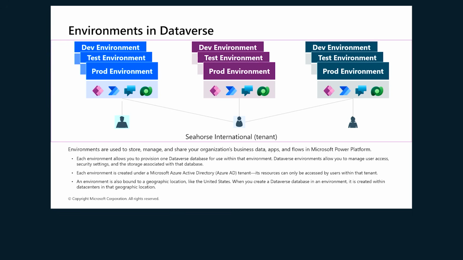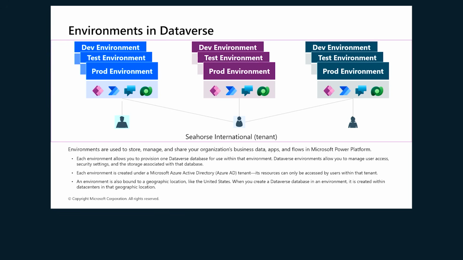For example, a Seahorse International company might use a DevOps environment to build and iterate on new features, a test environment to validate those features using representative data, and a prod or production environment to host live applications used by employees or customers. Each environment is created in a specific geographic region, such as the United States, Europe, and more.